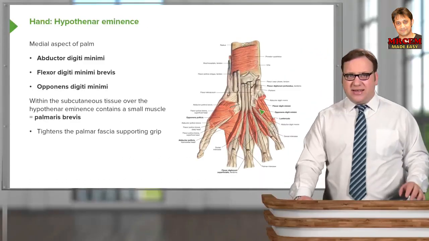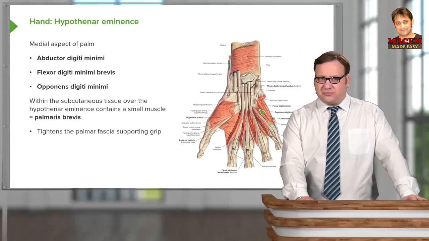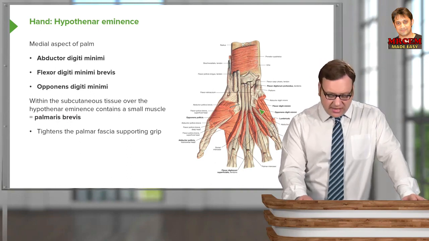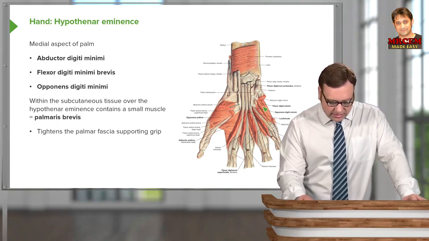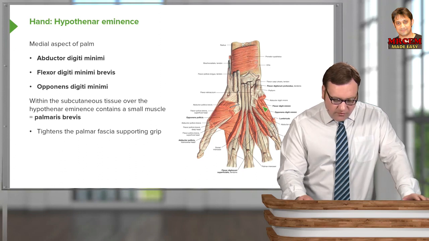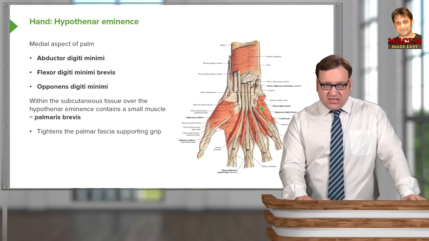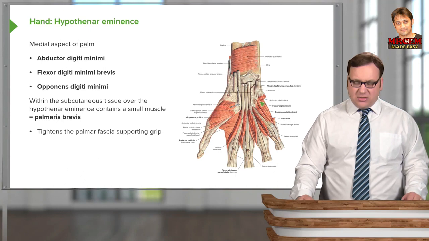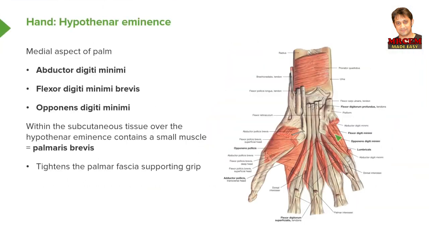Within the subcutaneous tissue over the hypothenar eminence, there is a small muscle known as palmaris brevis. We can't really see it here, but palmaris brevis is an important muscle, and it helps, along with palmaris longus, to tighten the palmar fascia, and this helps support the grip.